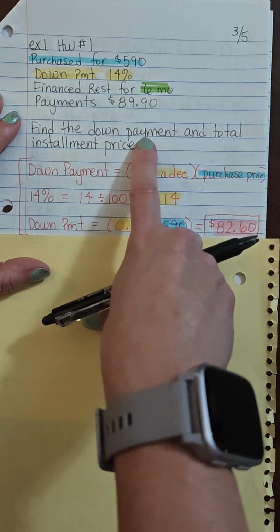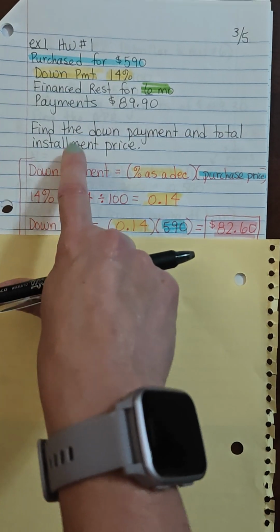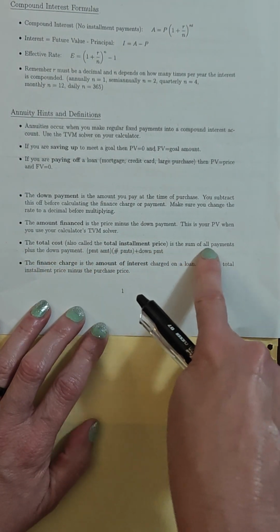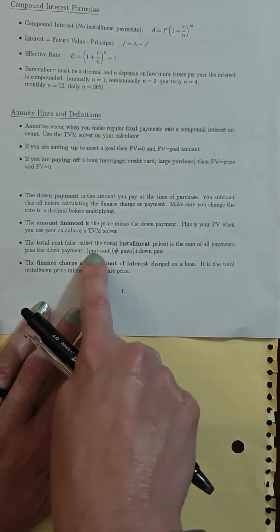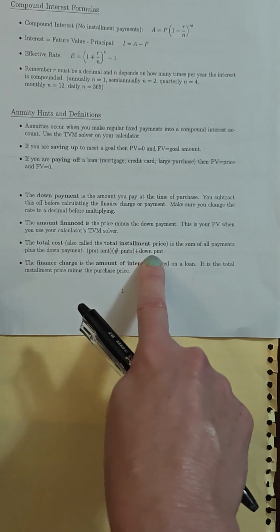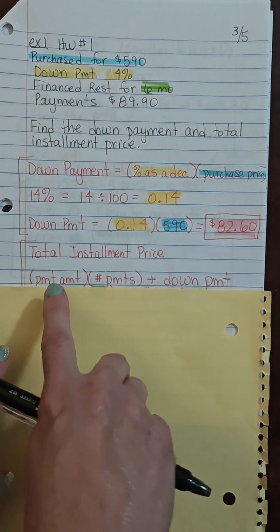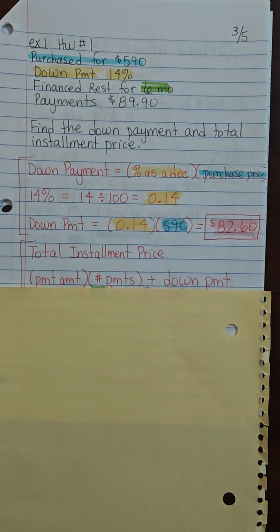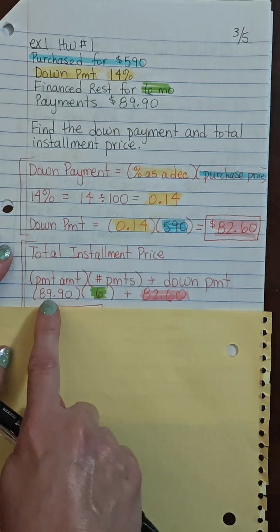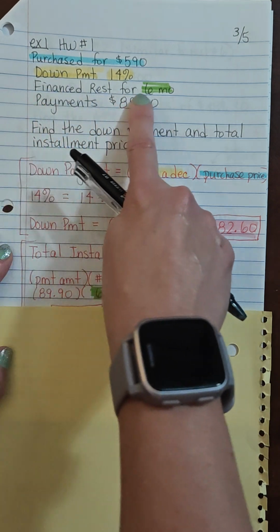So this is a two-part problem. Find the down payment. Boom, there's the answer for part one. The total installment price. So the total installment price is the sum of all the payments plus the down payment. So the formula is right here. Payment amount times the number of payments plus the down payment. All right, so total installment price, there's your formula. Payment amount times the number of payments plus the down payment. The payment amount is up here, $89.90, that was given. The number of payments is 6 months. So it says you finance the rest for 6 months.